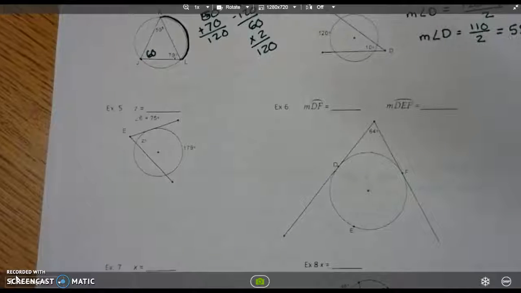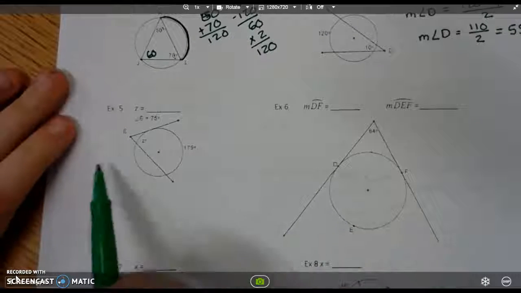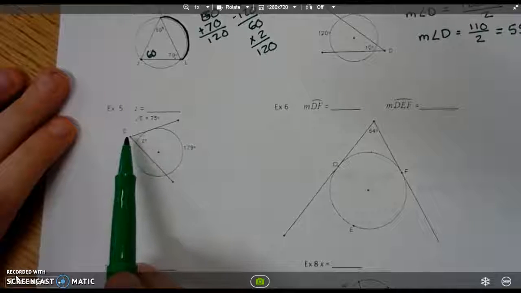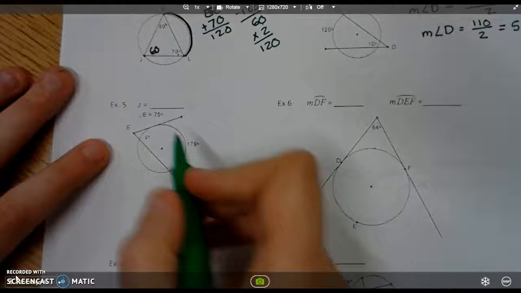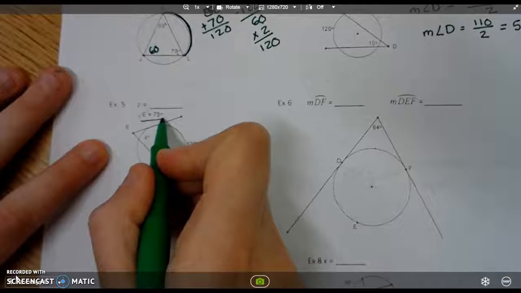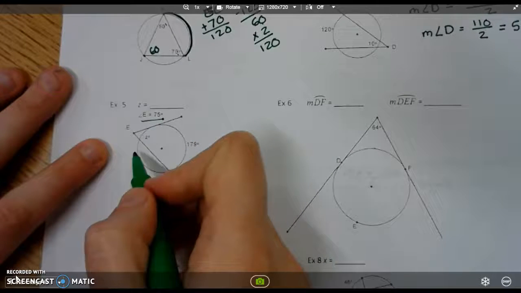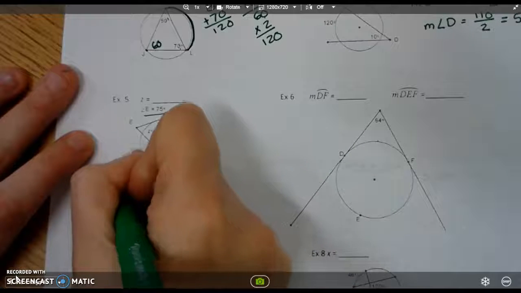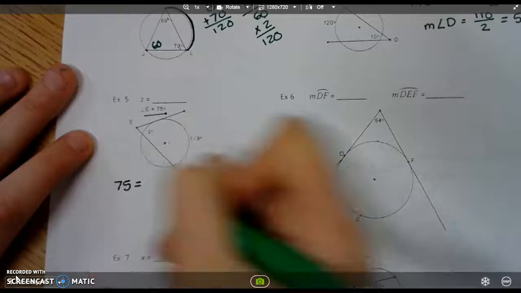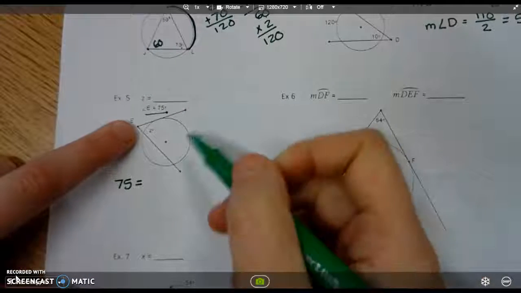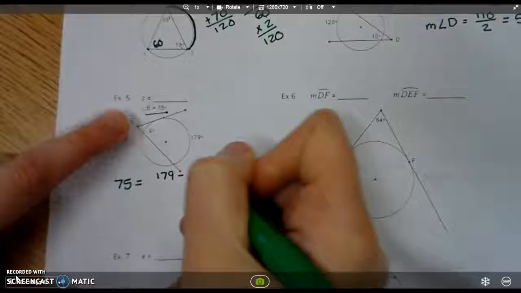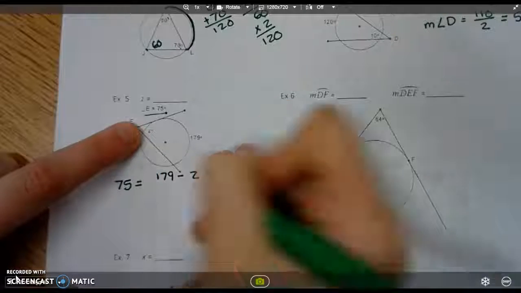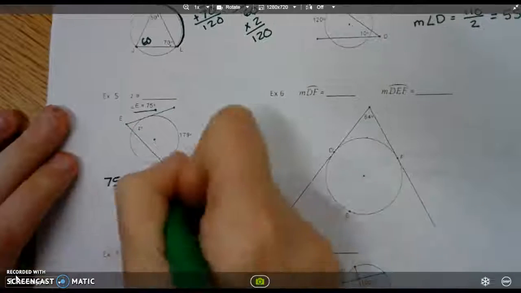Number 5, I look and I see that the angle is outside again, so I'm still doing subtraction. Outside means subtract. This time they gave me the angle, and they're asking me for this arc right here. So I know the angle is equal to the big arc, so this one over here, minus the small arc, which is Z, divided by 2.